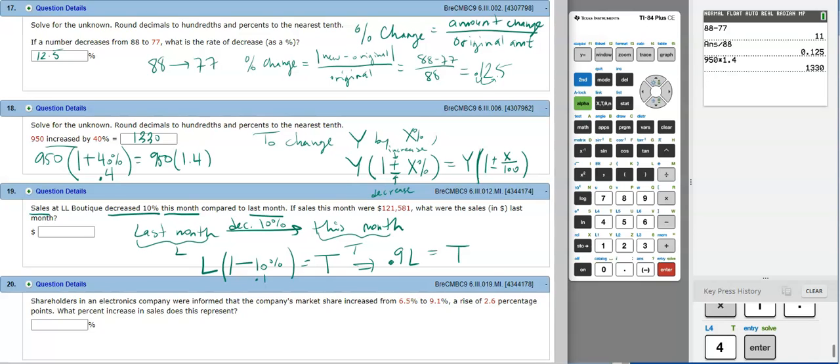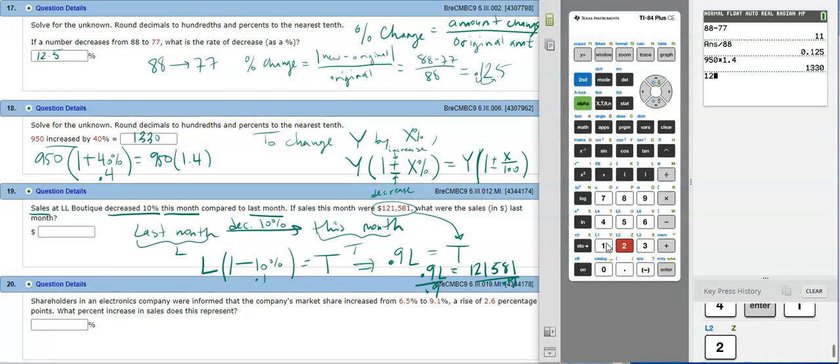And then it tells us what the sales are this month. It says they are 121,581. So that should be this month's sales. So it goes 0.9 of last month's sales are 121,581. And then we're trying to solve for L, of course, which is being multiplied times 0.9. So we just want to divide on both sides by 0.9. And so what will we get? 121,581 divided by 0.9. And that should give it to us.